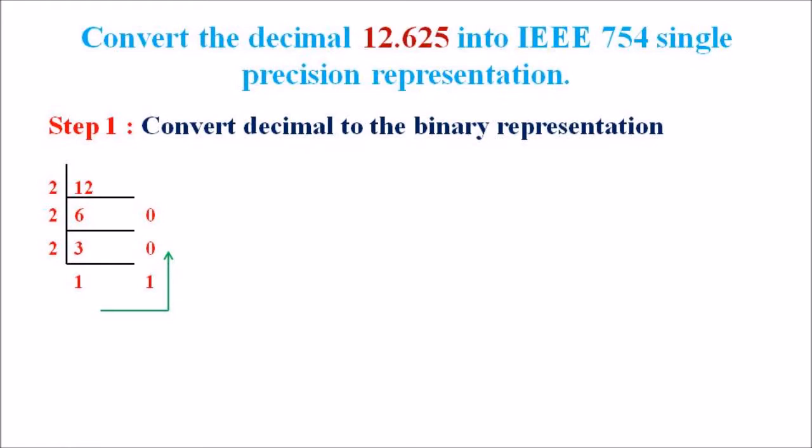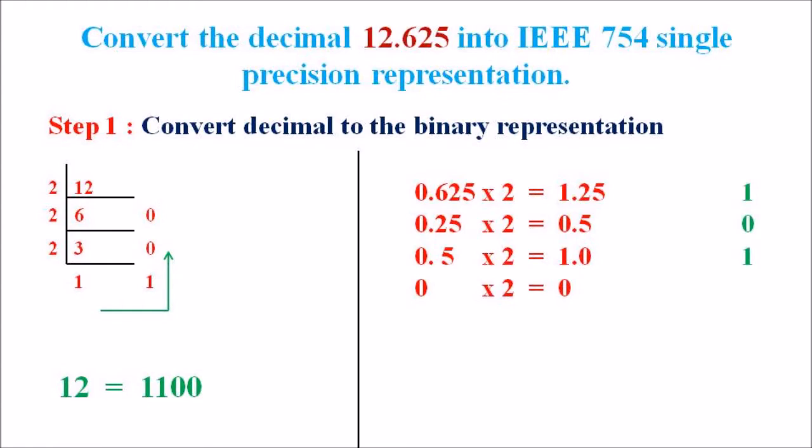In the first step, what we have to do is convert the decimal number into its binary representation. For the conversion of 12.625, let us consider the whole number portion, 12. This 12 can be converted by continuously dividing 12 by 2, which results in the binary number 1100. That is, the decimal number 12 is represented in binary as 1100. In the fractional portion, that is 0.625, we multiply this fraction by 2 until the result becomes 0.